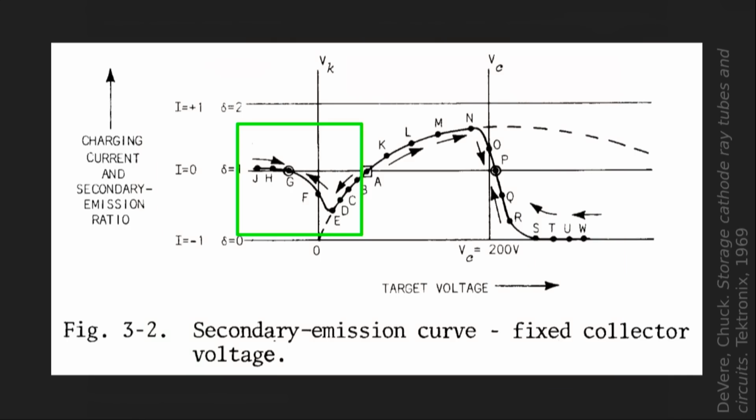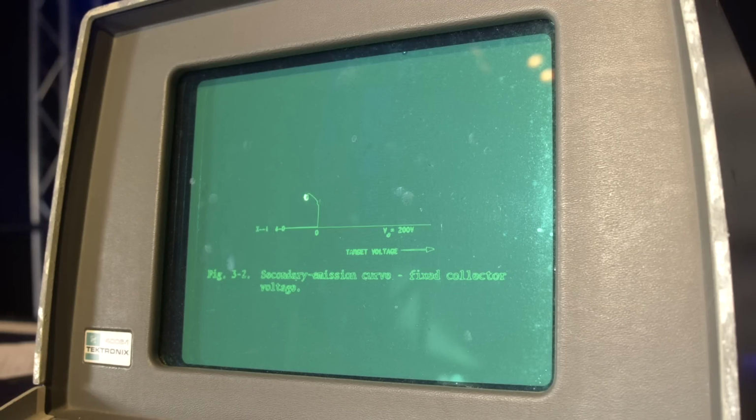You may not have realized it, but we've been describing the self-reinforcing dynamics of this part of the curve boxed here. The balance condition that we showed in the first animation is point G, where the x-axis is the voltage level, and the y-axis describes how many electrons come out for every electron that goes in. Note that G is at a y-axis value where delta equals 1. For every electron that goes in, one more comes out.